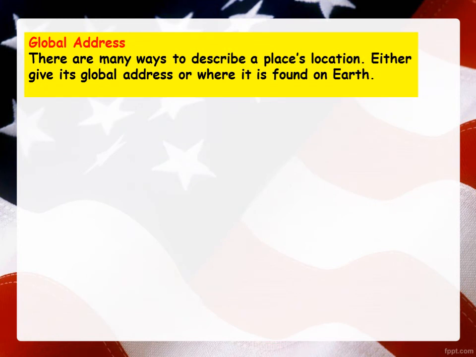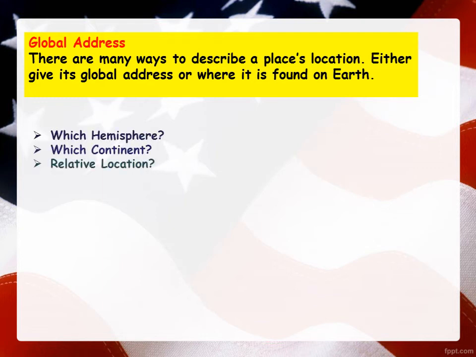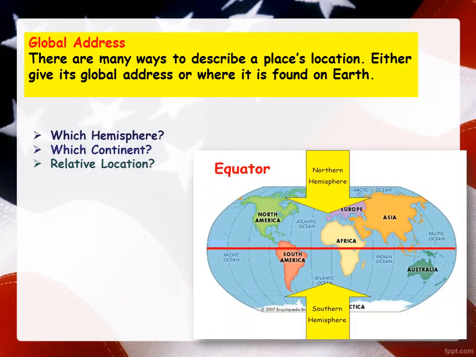Now, grade 4, let's talk about global address. What is it all about? There are many ways to describe a place's location: either give its global address, or where it is found on Earth. We can use the hemisphere, so you locate which hemisphere it is in, which continent, or even its relative location. We have a map here for your reference. First, I'm going to label it for you to make it easier to understand.